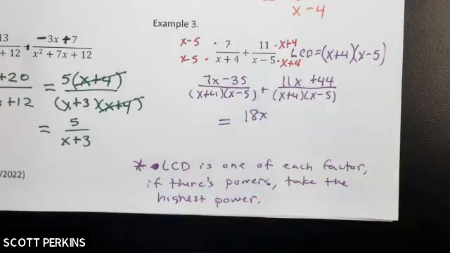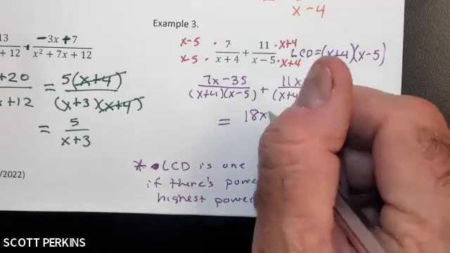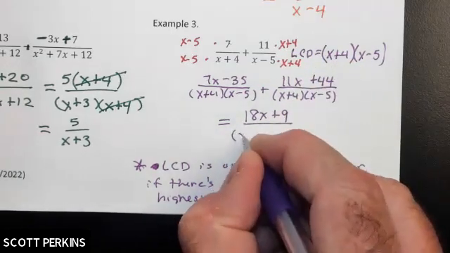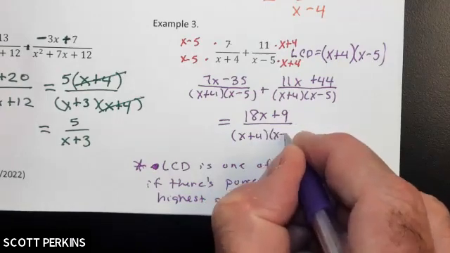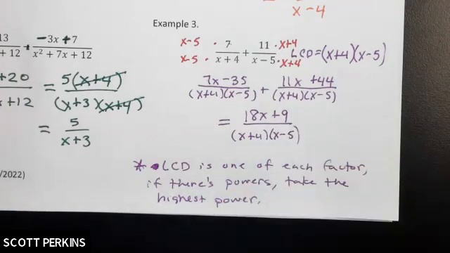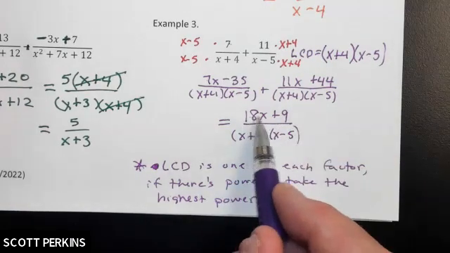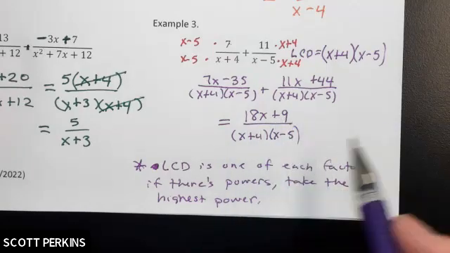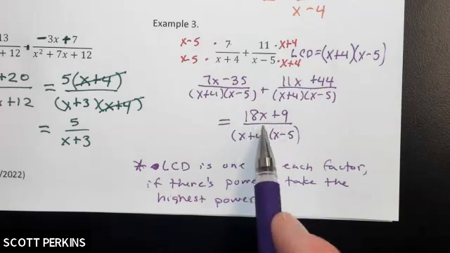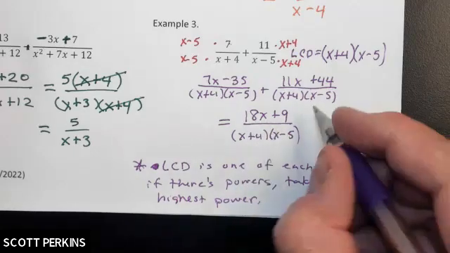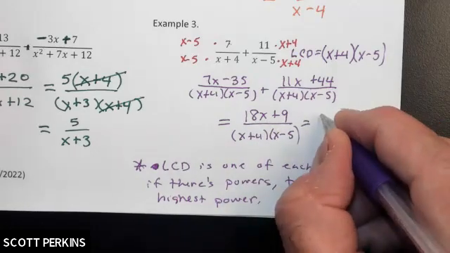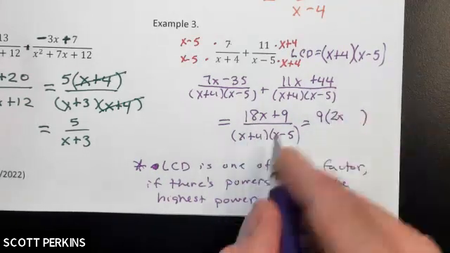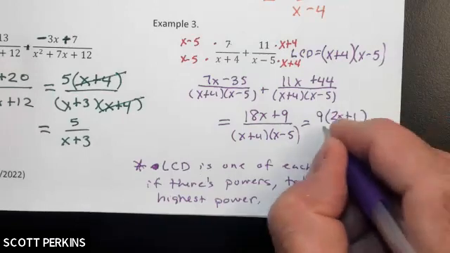Negative 35 plus 44, that is what? Plus 9, I think, over x plus 4, x minus 5. Now you can factor out that 9 out of the top if you see that's there. I'm not going to, because when I factor out the 9, it's not going to result in any factors that'll reduce. Let me show you. When I factor out the 9, 18x divided by 9 is 2x. 9 divided by 9 is plus 1.